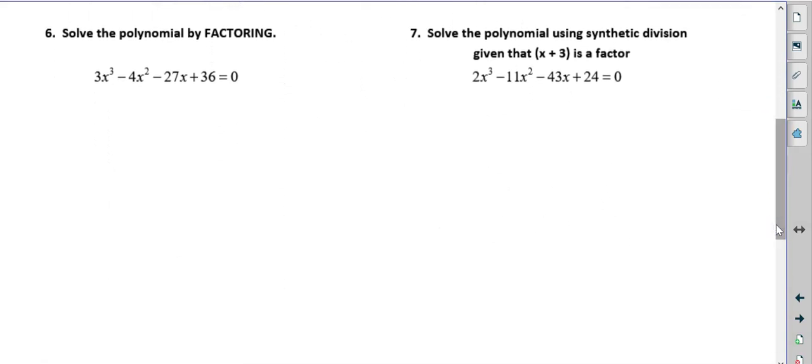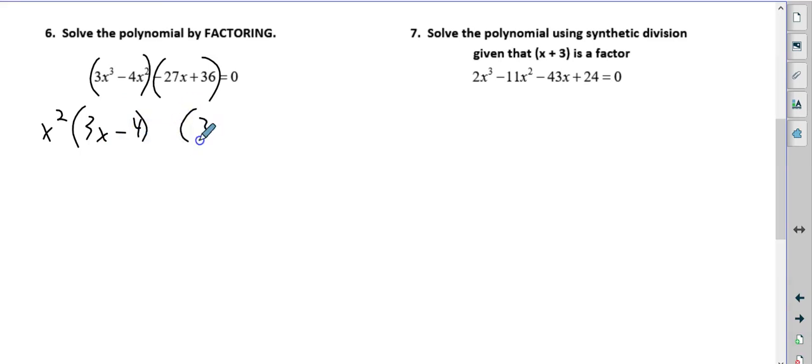All right, solve by factoring. Since I have 4 terms, I'm going to try factor by grouping. So from this one, I can take out an x squared. And that's going to give me 3x minus 4. And I should have 3x minus 4 here.